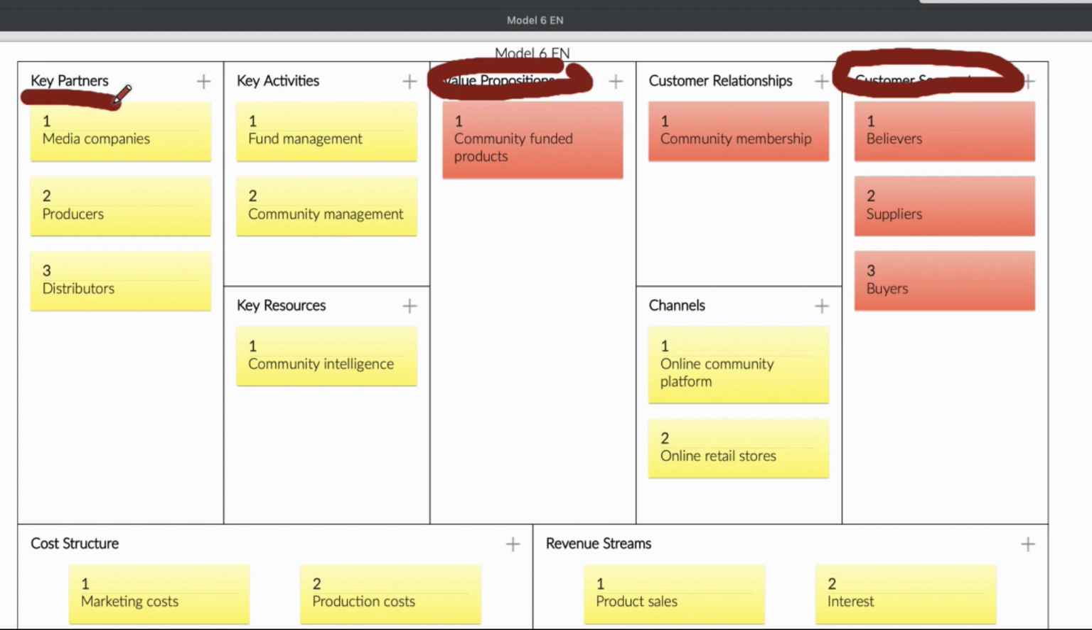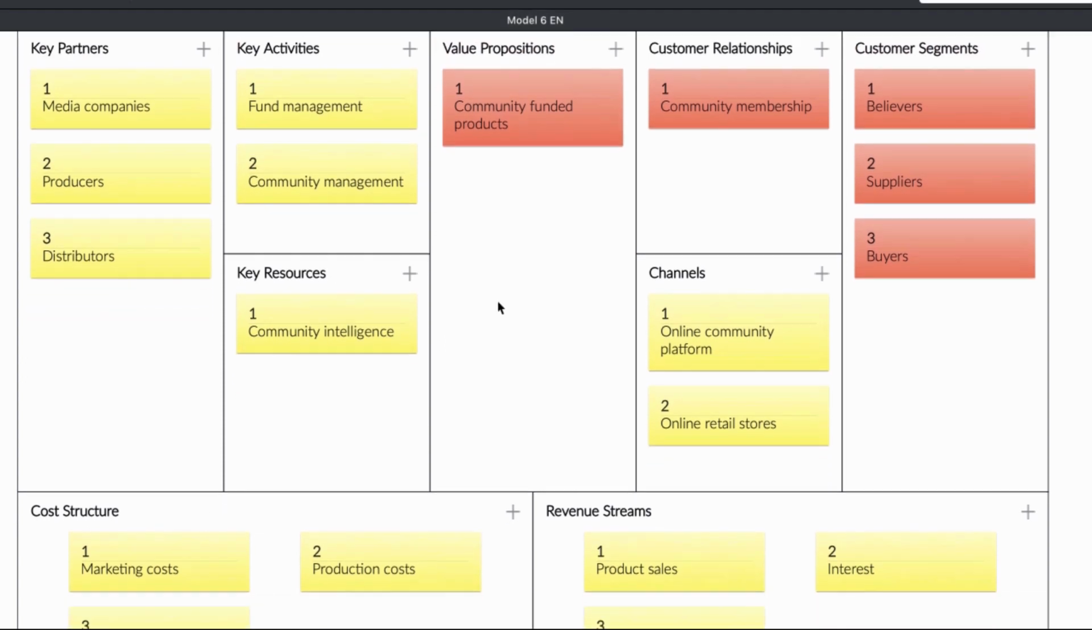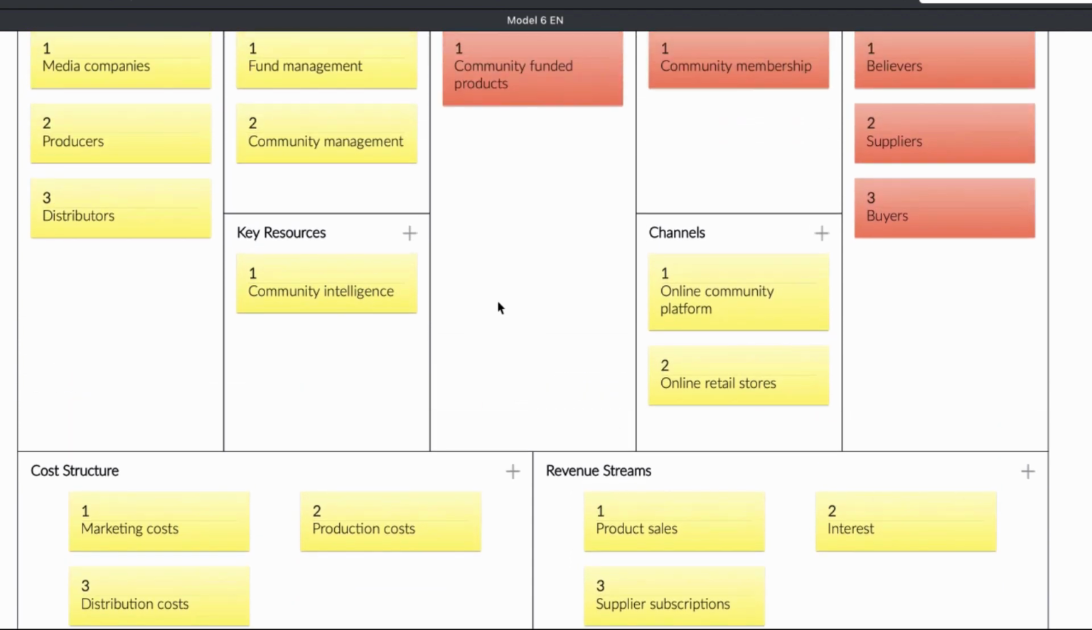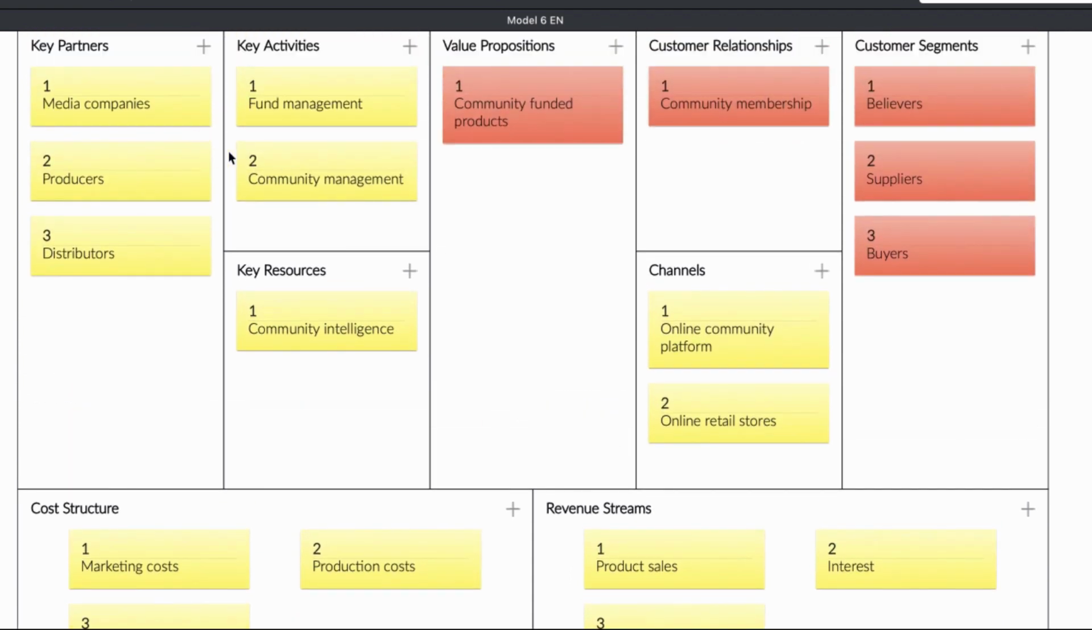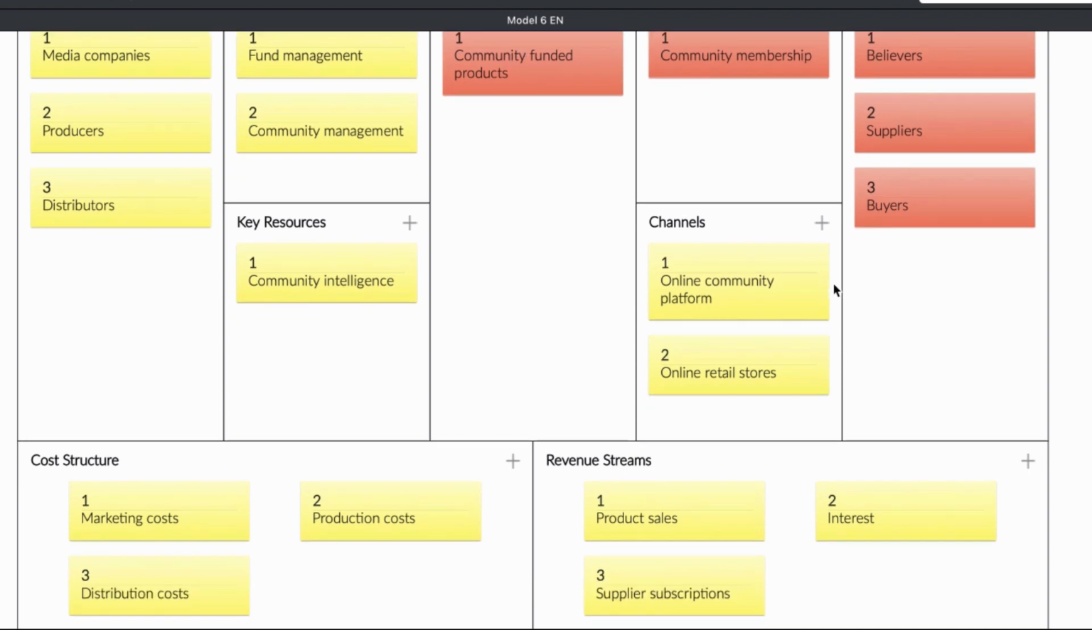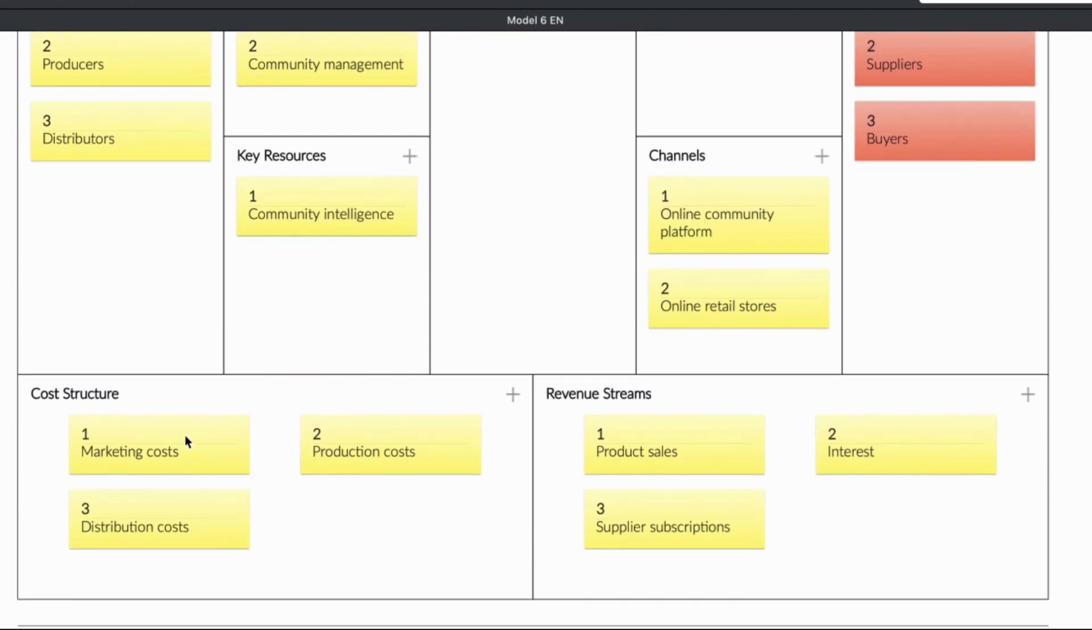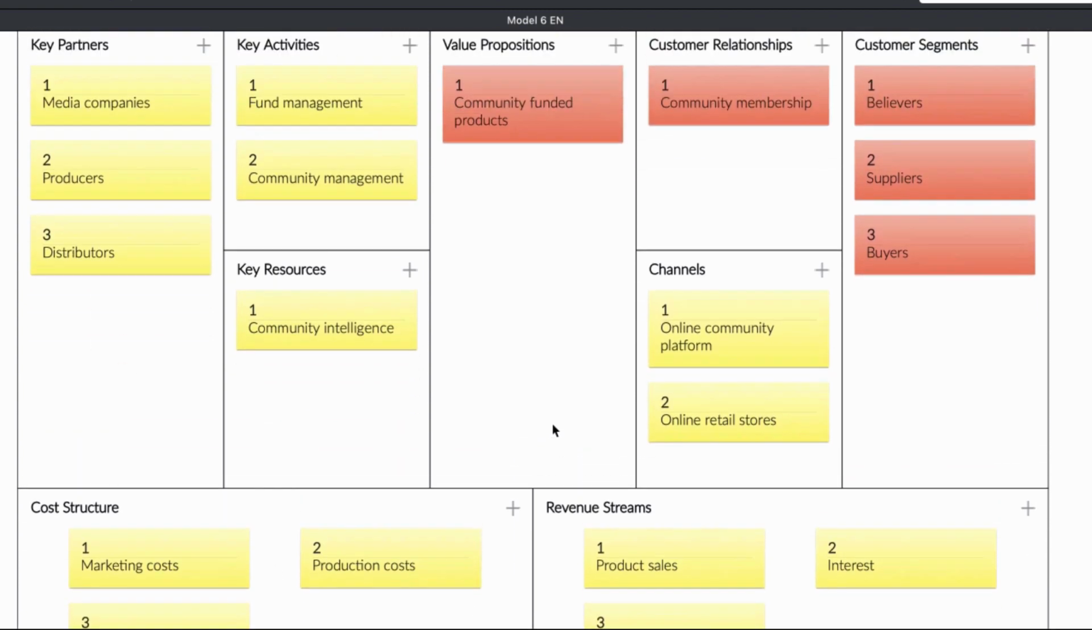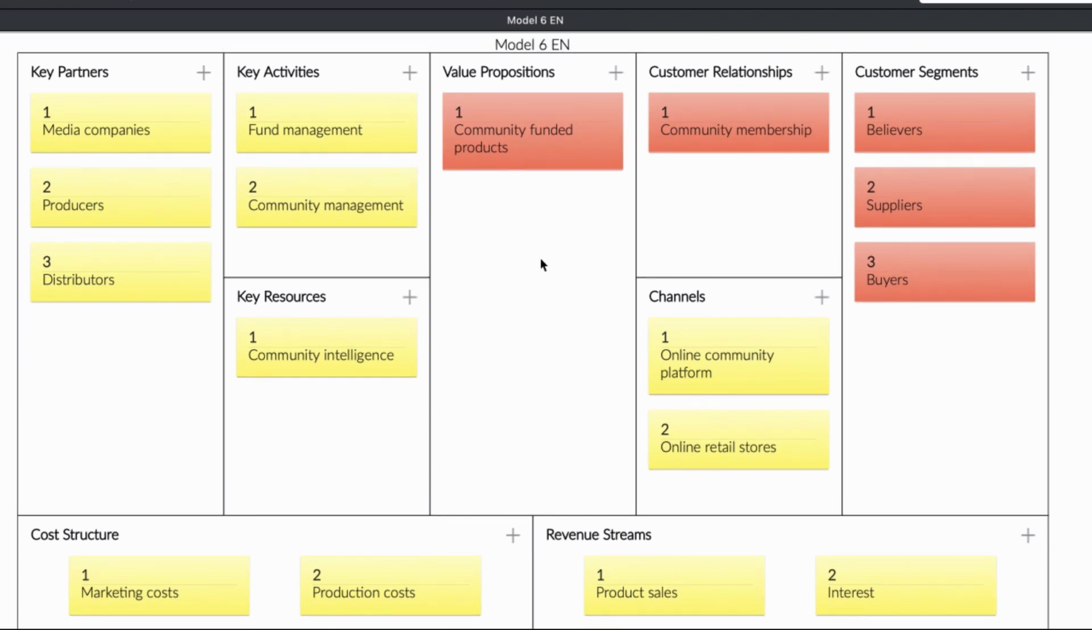That's simple. The thing is, when you look at this business model, you see there are a lot of cards, and the question is where you need to start. We're going to start with value proposition, then we're going to look at who the customers are, and then key partners, and then we're going to look at cost and revenue. After that, we're going to go to the rest. So what's going to be the value proposition?